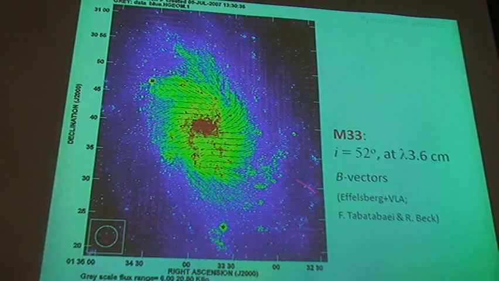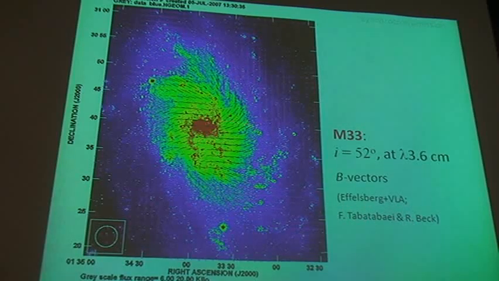This is another example of recent good observations, M33, observed in Effelsberg and VLA by Fatimata Beck in Rheinberg. Again, this is the familiar galaxy M33. Remember, the one with open spiral arms and very clumpy spiral arms. This is the magnetic field. You see, it's a very open spiral pattern.